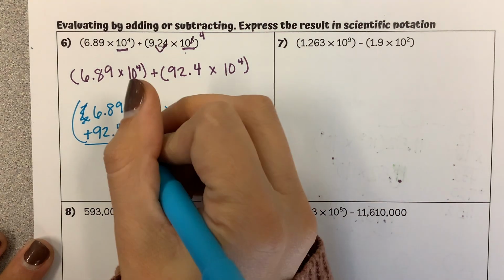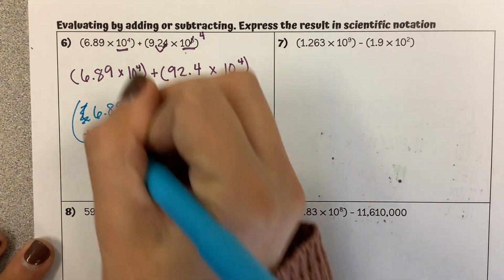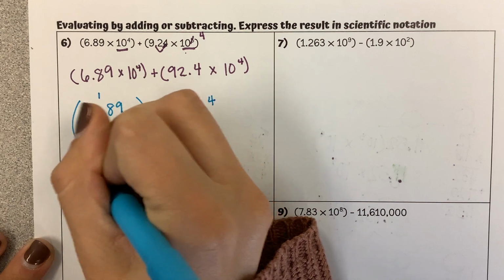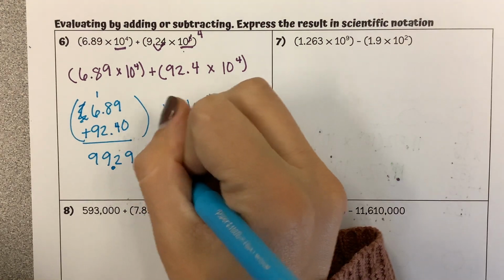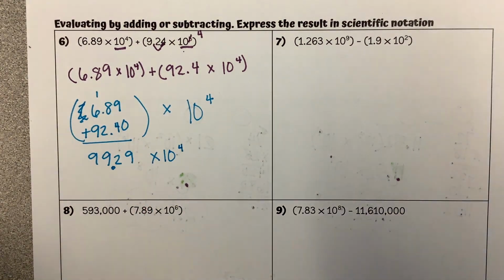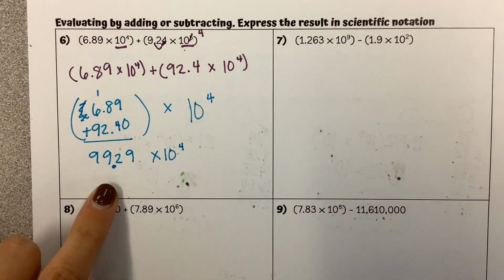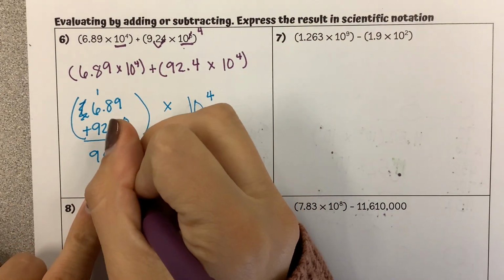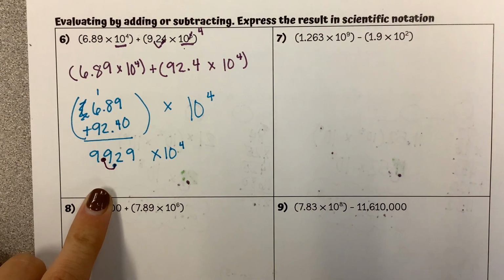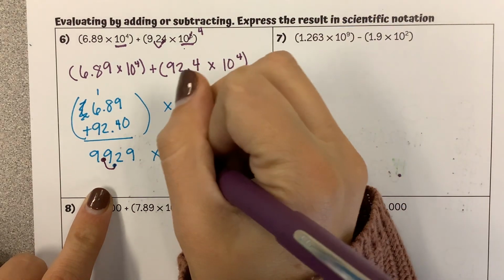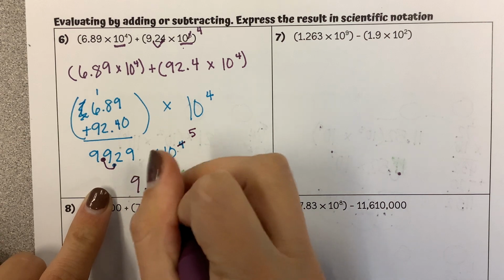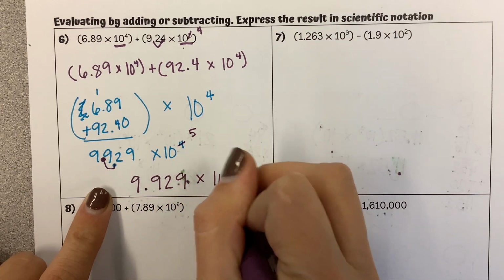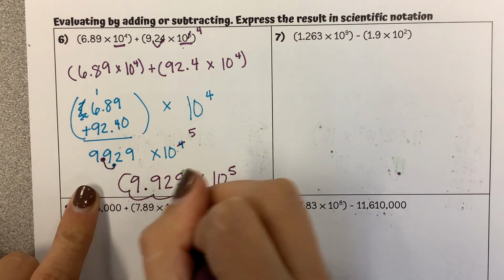So we get 99.29 times 10 to the 4th. 99 is not proper scientific notation, so I'm going to move my decimal back to the left, and that means this 4 is going to become a 5. So it's going to be 9.929 times 10 to the 5th power.